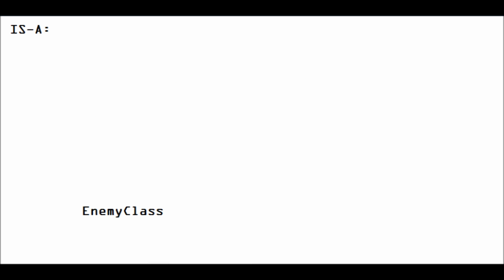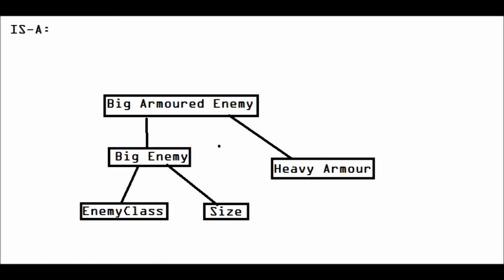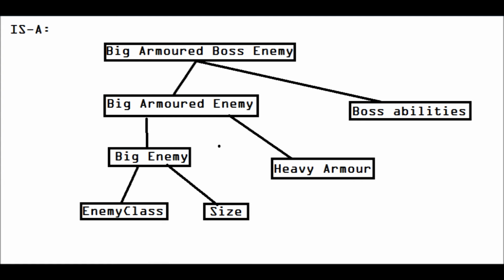So using a little more program-oriented kind of analogy, let's talk about the enemy class. We can say we have a big enemy, which inherits properties from the enemy class and from the size class. Big armored enemy inherits from the big enemy class and the heavy armored class. And the big armored boss enemy inherits the properties from the big armored enemy and from boss ability.